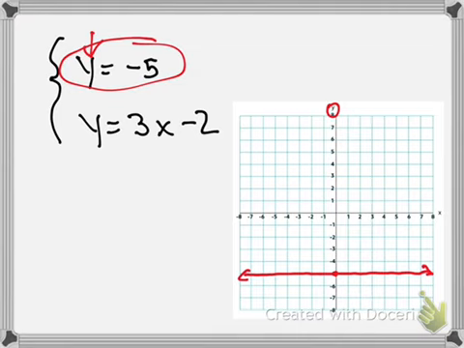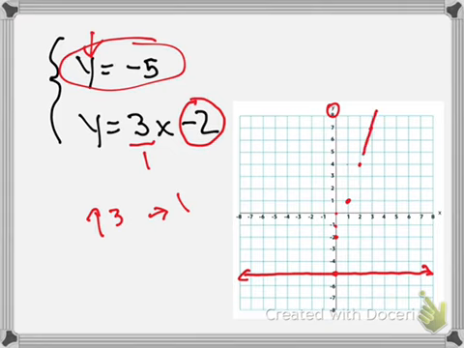Now, my next one. This equation right here says start at -2. So I'm going to start here at -2. And then my slope is 3/1. This is a positive slope, so it's going to go up 3, to the right 1. So I'm going to start here. 1, 2, 3, 1. Now I'm going to connect these guys. I can also go down 3 to the left 1. This thing is very sensitive. There we are.